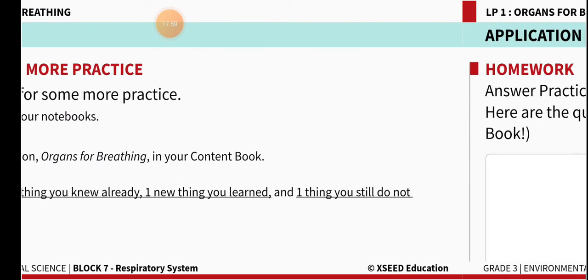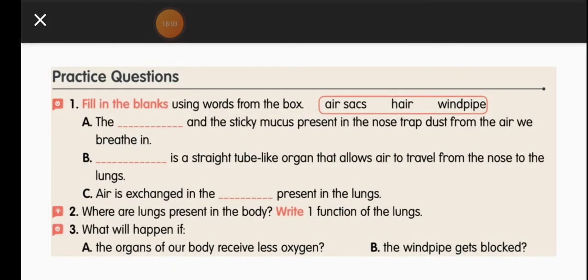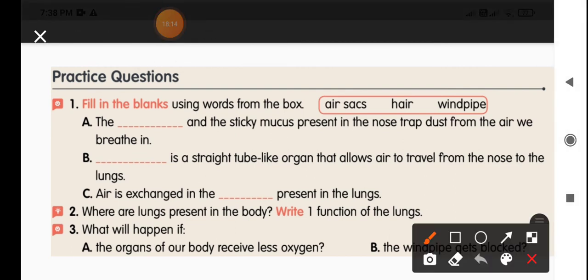Now we will see the practice questions given on page number 3 in your textbook content book. Before answering these questions, nicely go through the lesson and then answer, children. So the first help box is given. You choose the word from the help box and fill up these blanks. The hair and the sticky mucus present in the nose trap the dust from the air we breathe in. So, which part is helping to stop the germs? The hair is helping. So write that hair in the given blank.